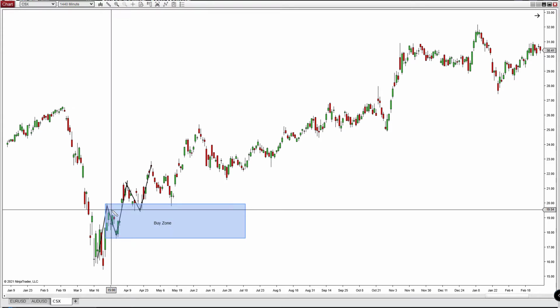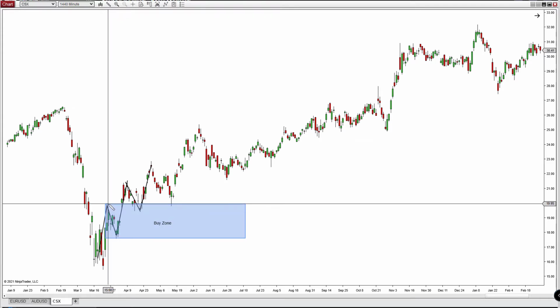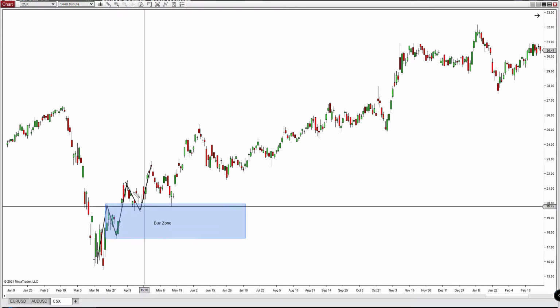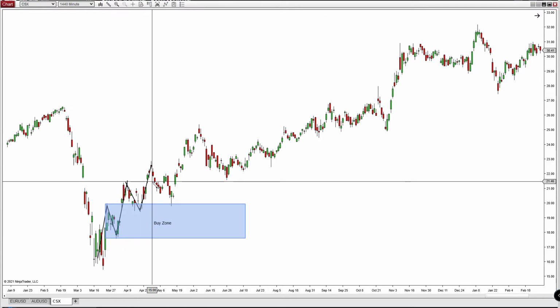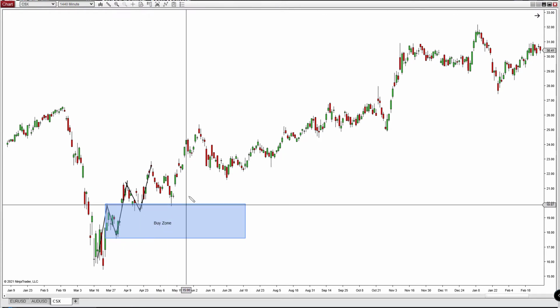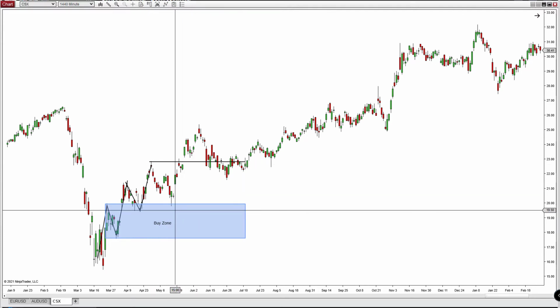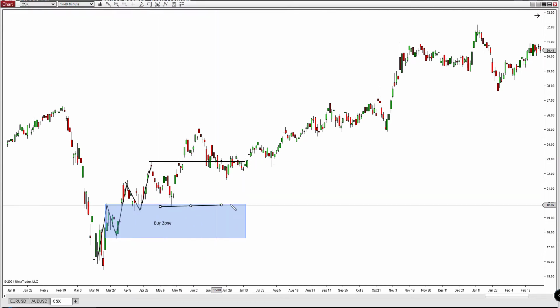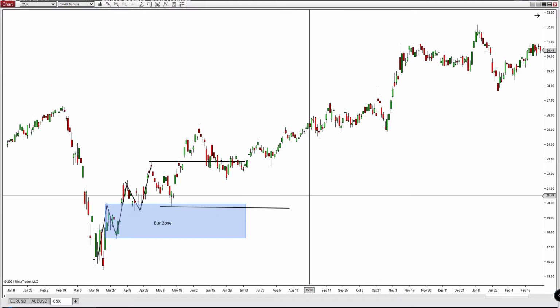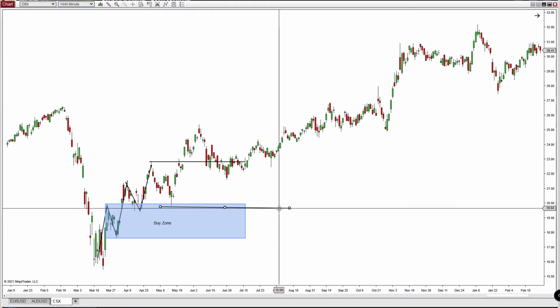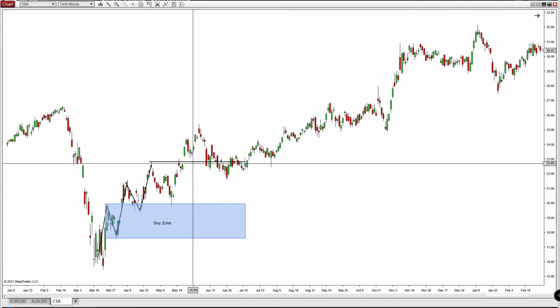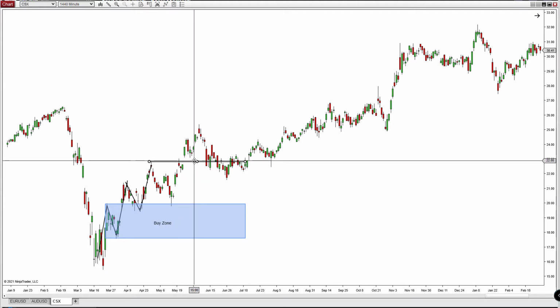For example, should I label this a zone? Should this be labeled a zone? Should this area here, from this high down to this low, be labeled a zone? What I was seeking was a way to automatically plot zones.